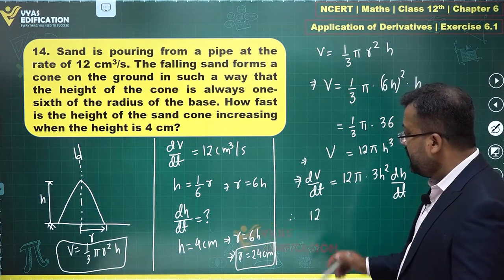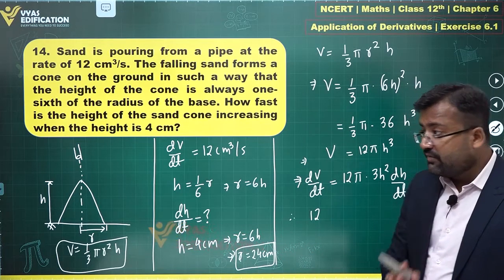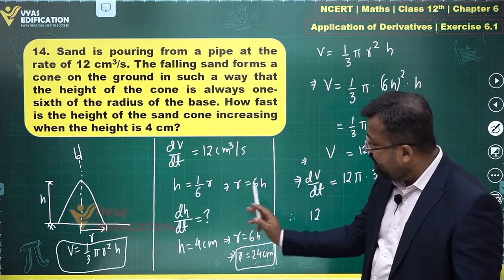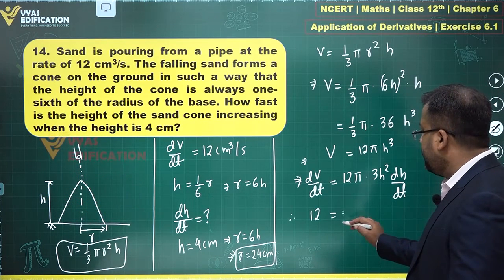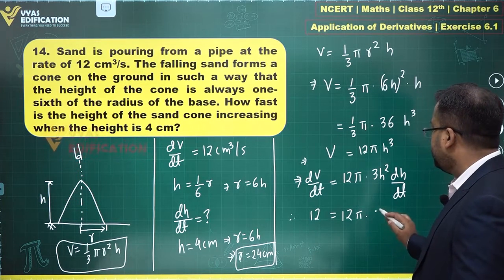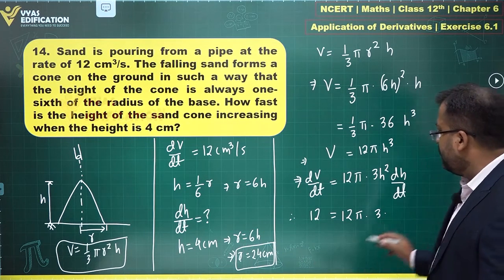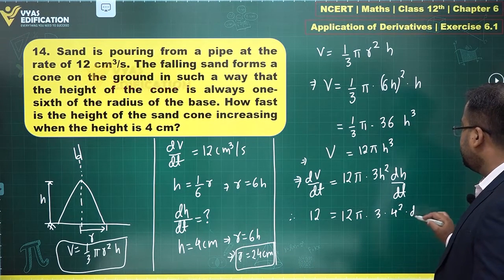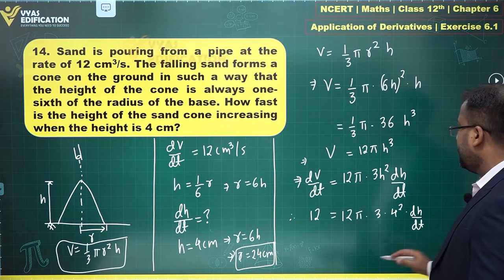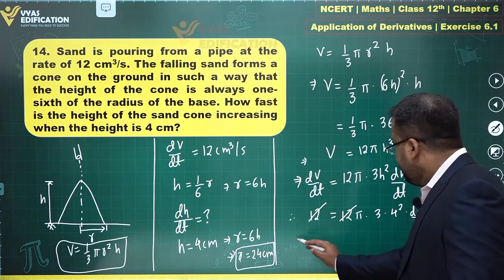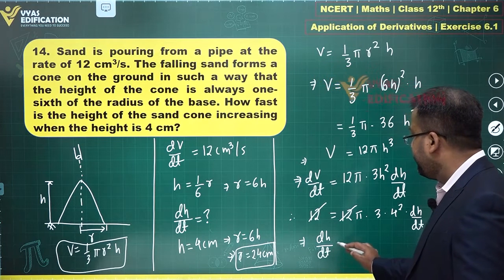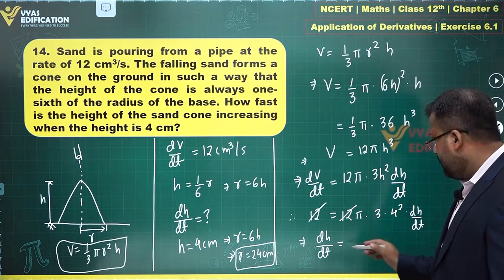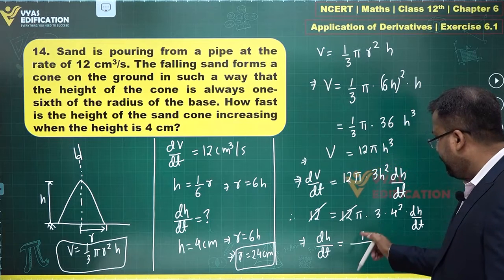This is 12. Consistency of units has to be maintained. Length is in centimeter, length is in centimeter. Those are the only units given. Time is in seconds. So 12 will be equal to 12 pi times 3h square, which is 4 square, times dH by dt. This 12 goes with this 12. This implies dH upon dt is equal to 1 upon pi will go over there.